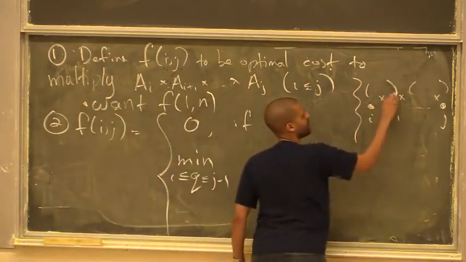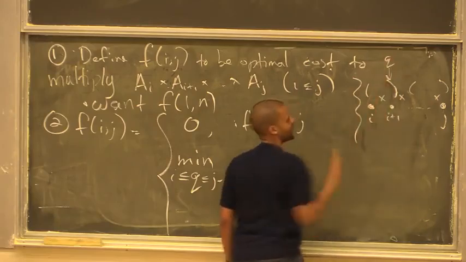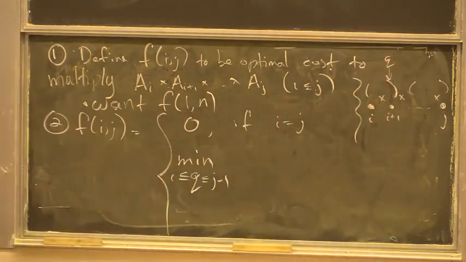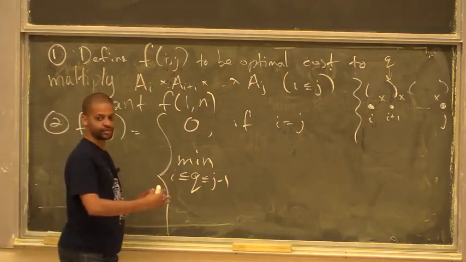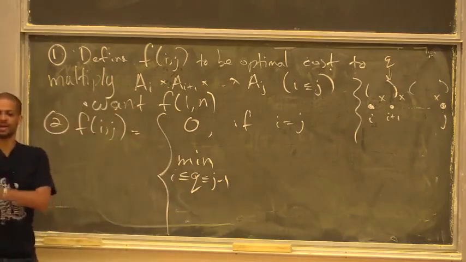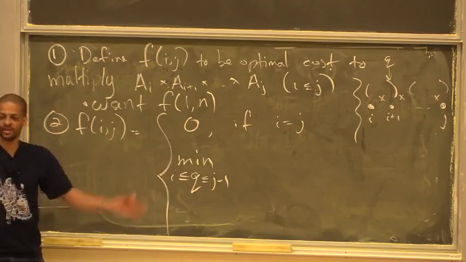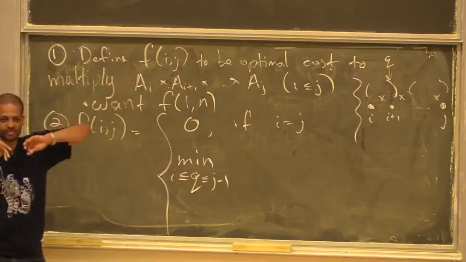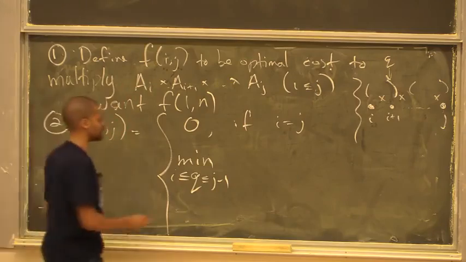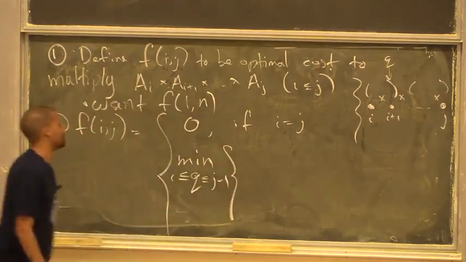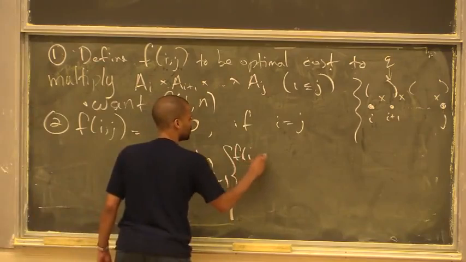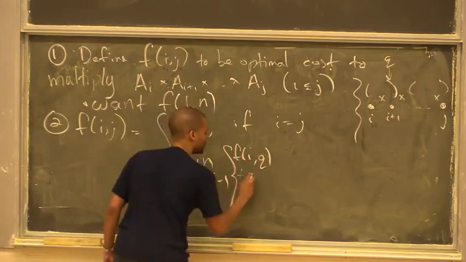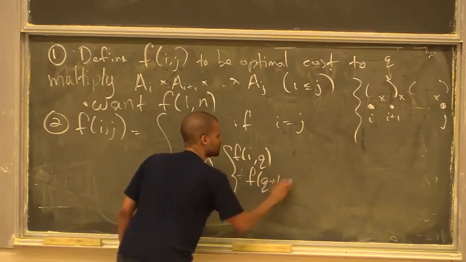So q is the location of the last matrix in the left interval. Okay? So we're going to multiply i up to q, and then we're also going to multiply q plus 1 up to j. And then once we recursively do those, we have to combine them. So we have to combine i up to q, that's f of i, q. We have to combine q plus 1 up to j.